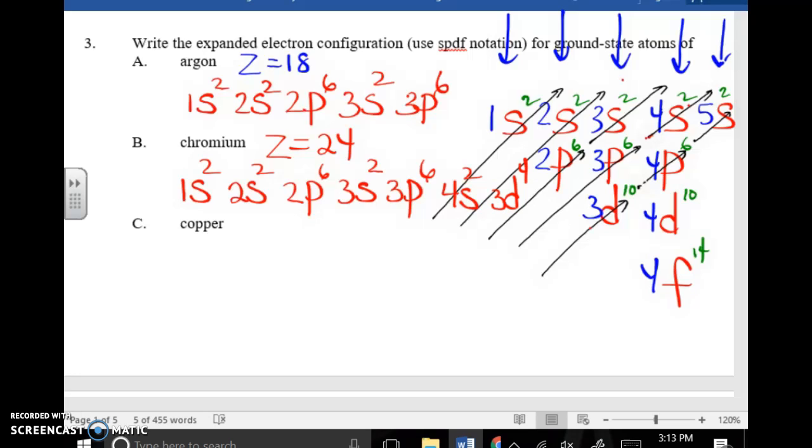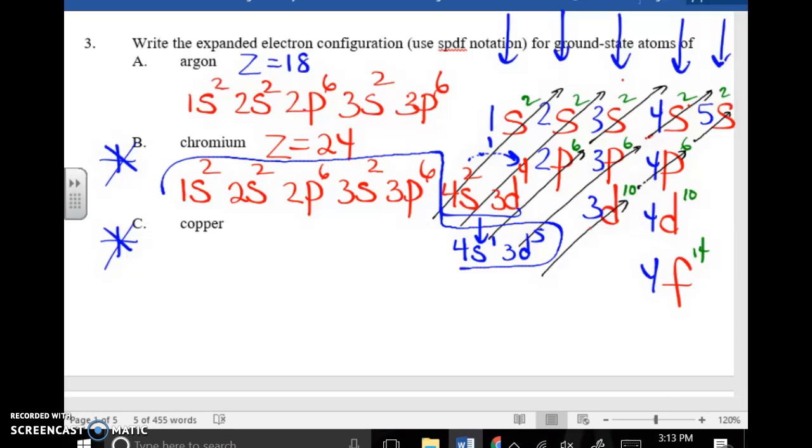But you've got to keep in mind that chromium is one of the 2 exceptions, copper being the other. And so you have to make a slight alteration to get full credit. One of the electrons actually relocates to be in the 3d. So you have to make this 4s1, 3d5. So here is your final, complete, perfect answer.